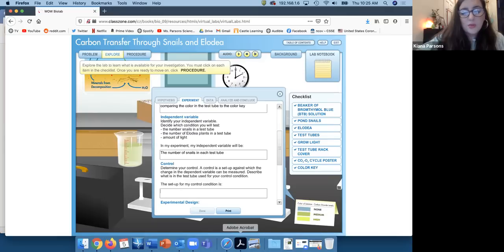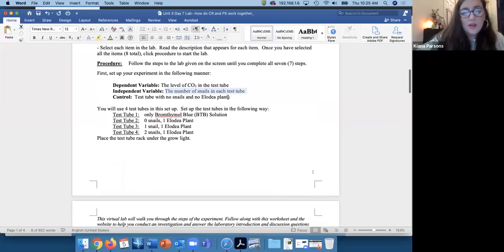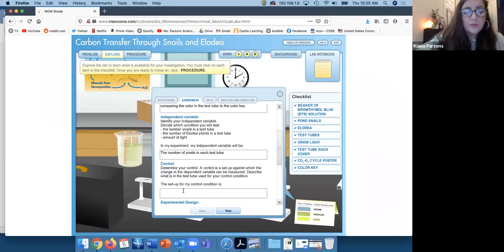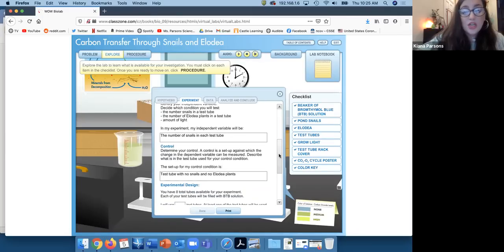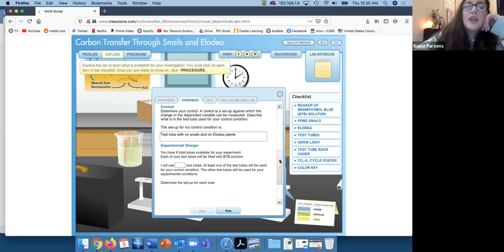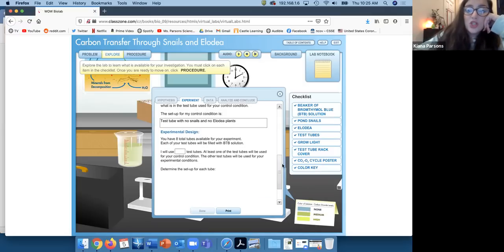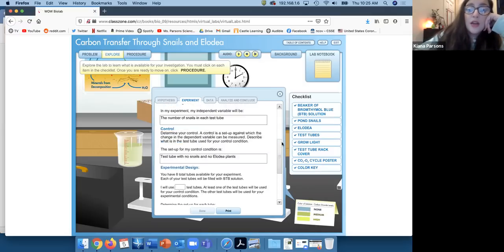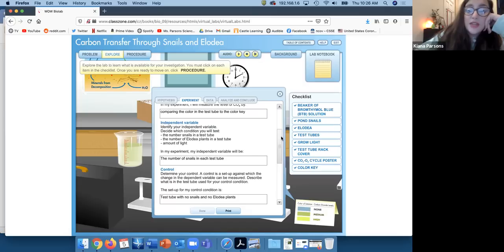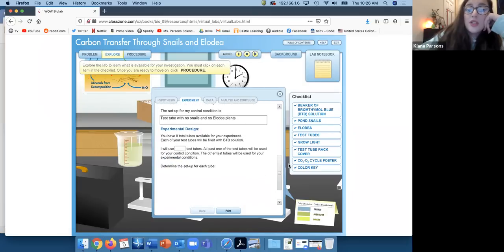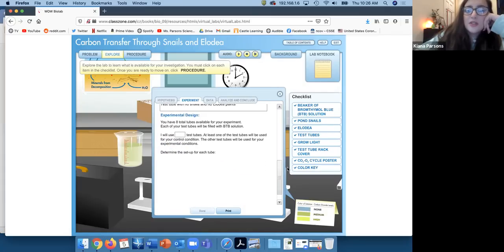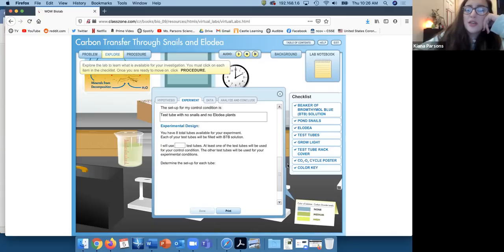And the setup of the control will be a test tube with no snails and no elodea plants, so it's just empty. A control is a setup against which the change in your dependent variable can be measured. Describe what is in the test tube used for your control condition. Because our independent variable is the number of snails in each test tube, our control condition is going to have no snails and no elodea plants. So there should be theoretically no change in that test tube.